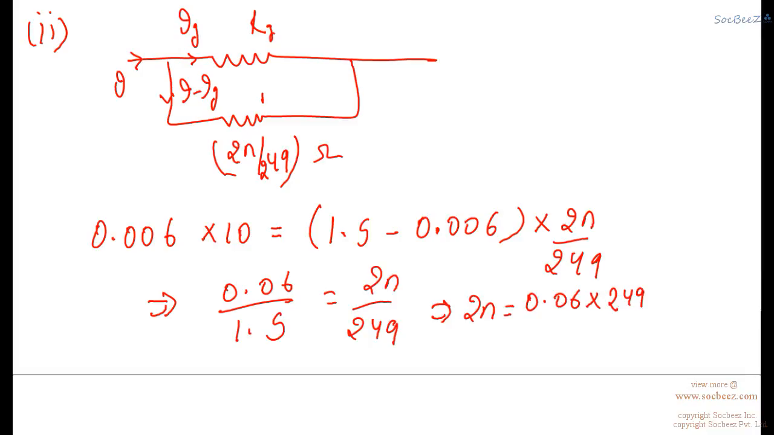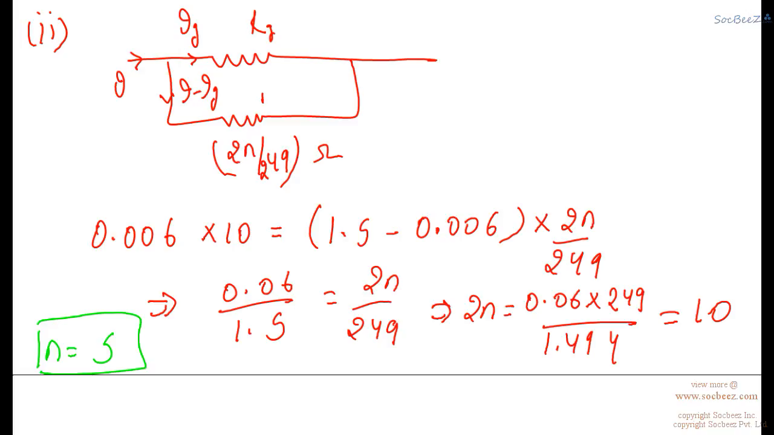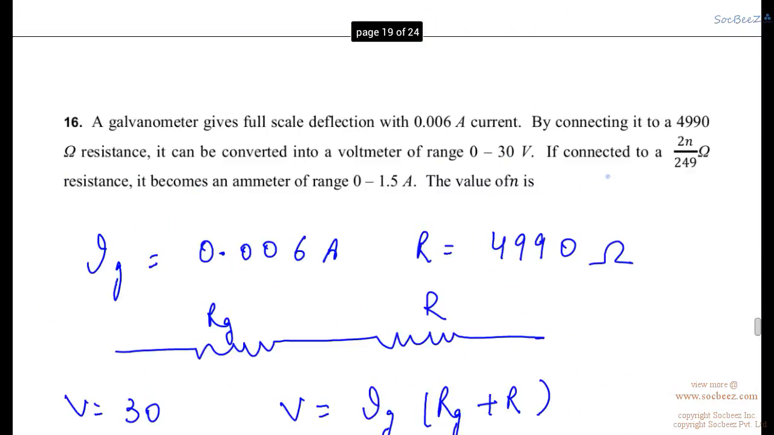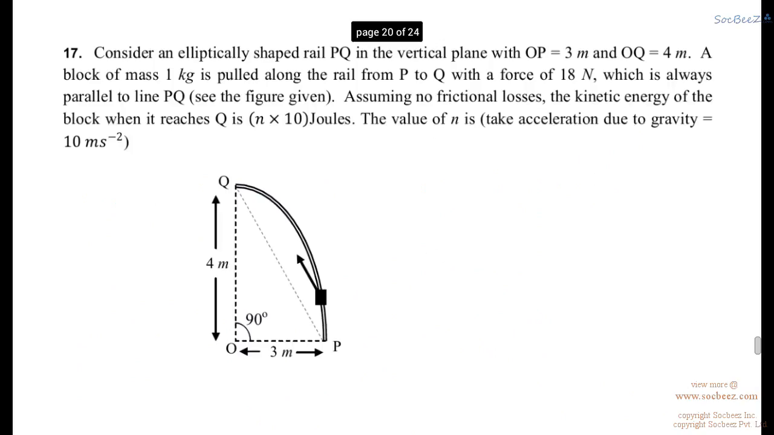So from here, 2n equals 0.06 into 249 upon 1.494, which comes out to be 10. So this gives us n equals 5. So the correct option here in this case is 5. Correct answer is 5. Okay, so now let's see another question.